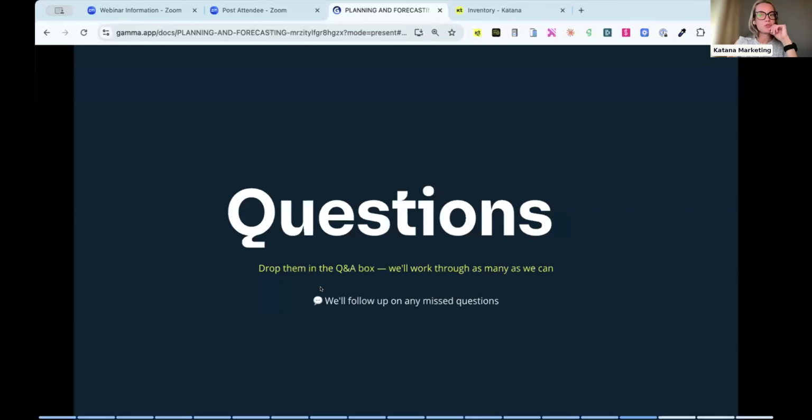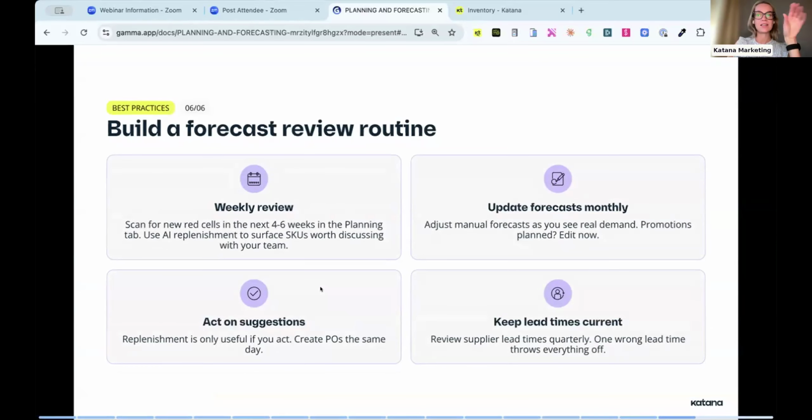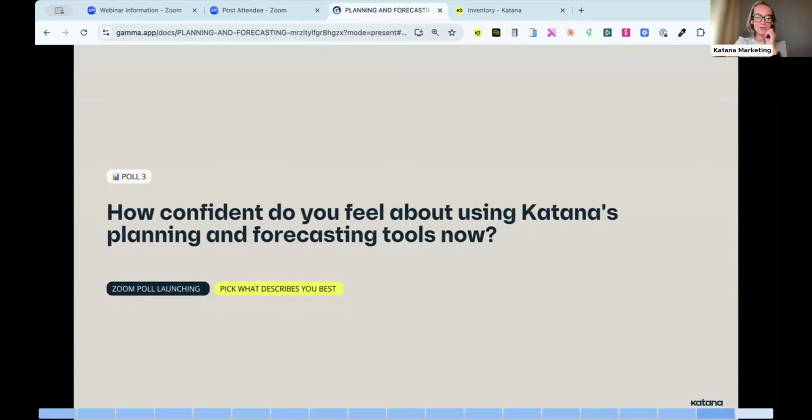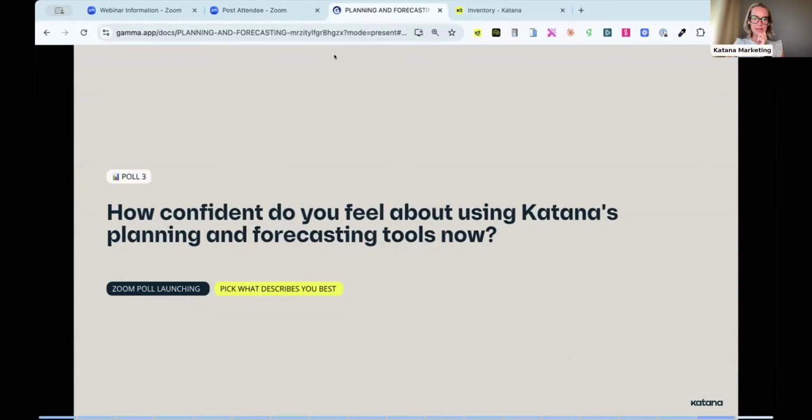Alrighty, then let's wrap it up really fast. We'll send you a few quick tips on how to build a forecast routine. I'll again drop in a really quick poll, and you can share with us if you gained any confidence using the planning and forecasting tools. I know it was definitely a lot. You can let us know definitely if you still need help.